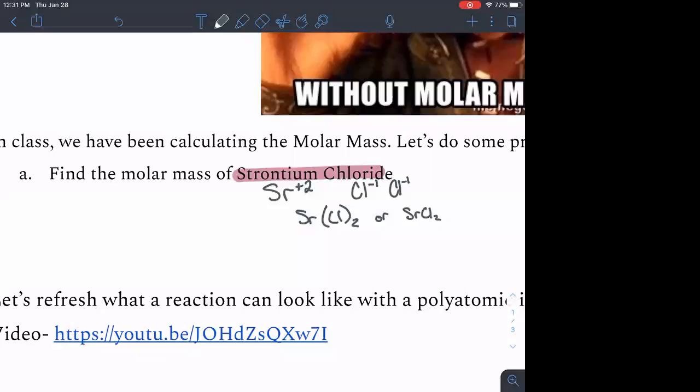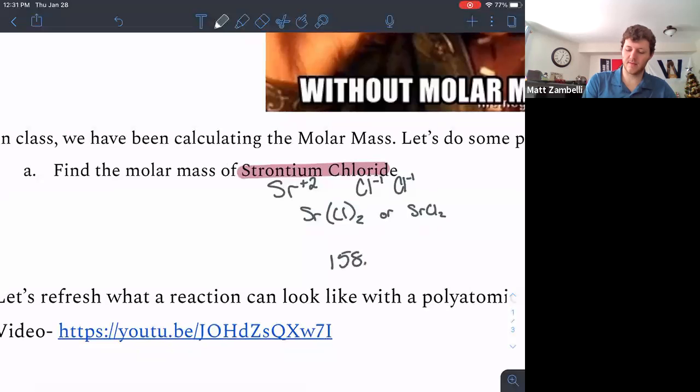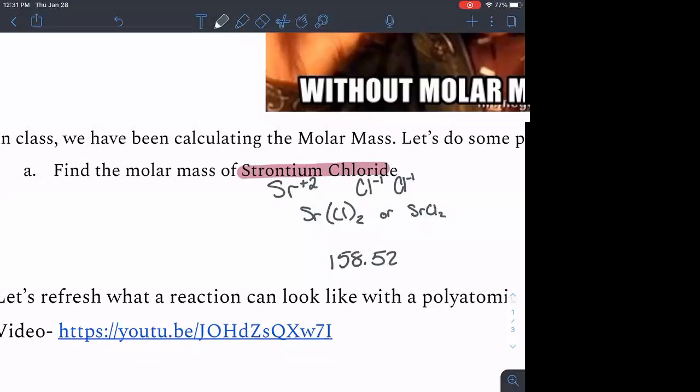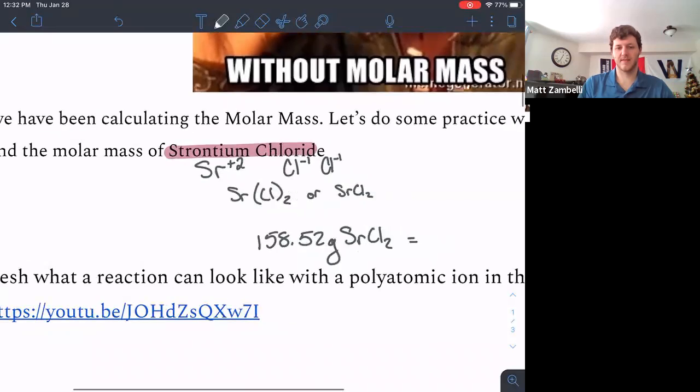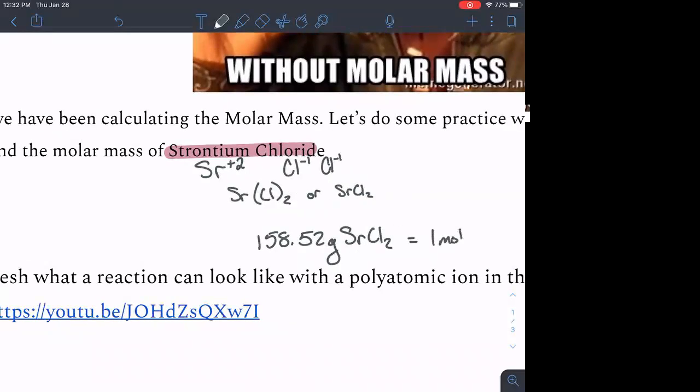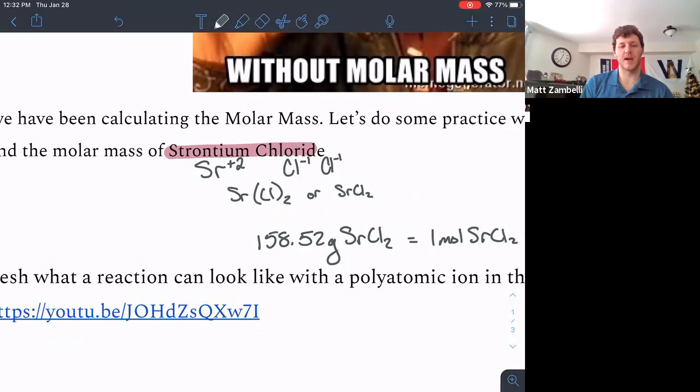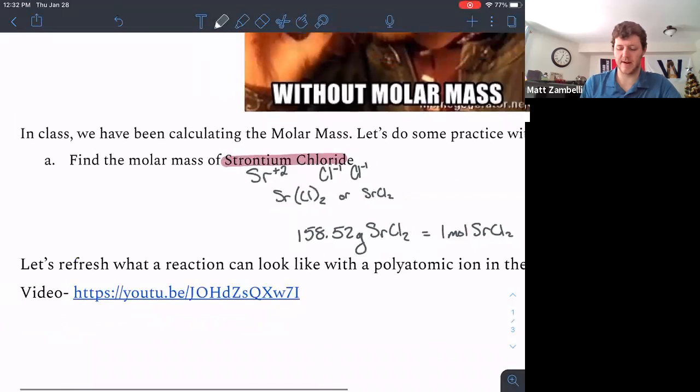$158.52. All right, you said it's 158.52. Yes, sir. Grams of, or whatever. I forgot. Strontium chloride equals... 1 mole. Perfect. All right, refresh me on how we did that one, just so everybody's clear on that.